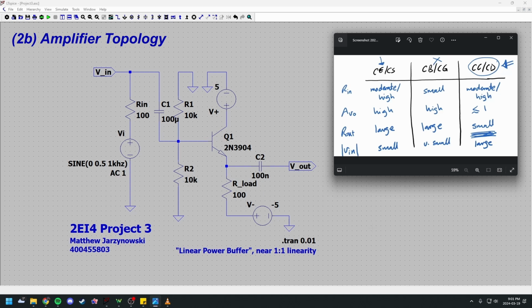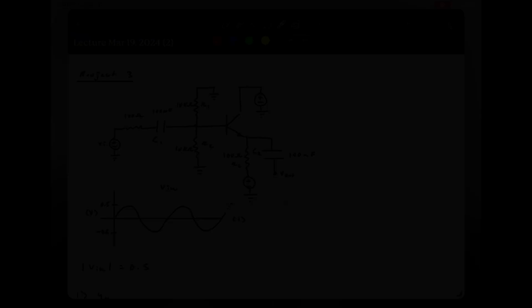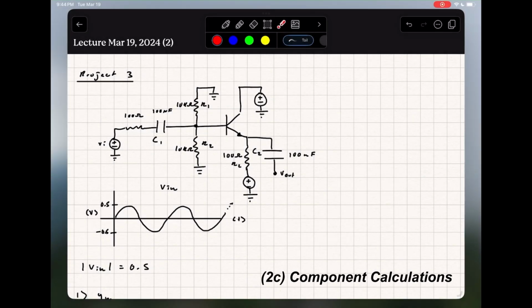It can also be said that in terms of gain, if you were to have a small input resistance, you would have a high gain. This makes sense, as the current flowing into the base of the transistor, given a small input resistance, would result in an overall higher amplification. Now we're going to go through the calculation process for finding the values of R1 and R2, and discussing the chosen values for C1 and C2.